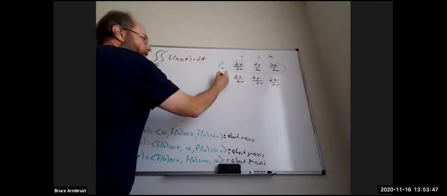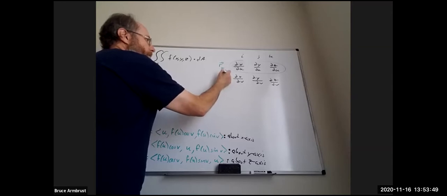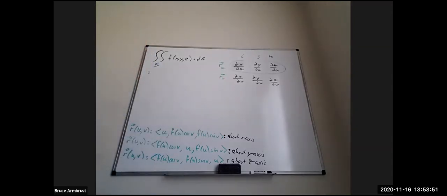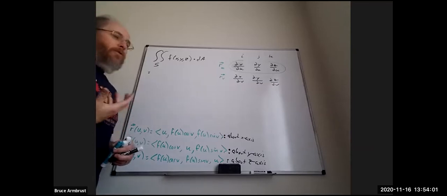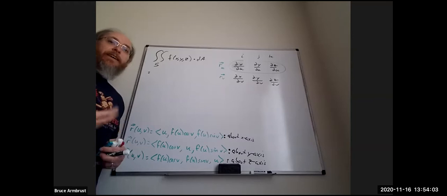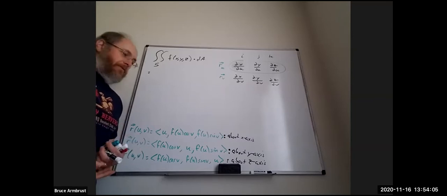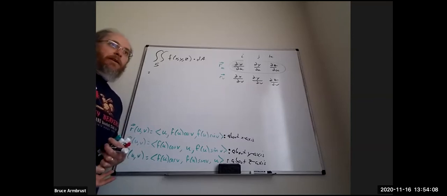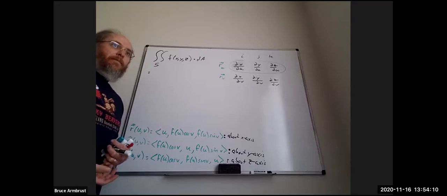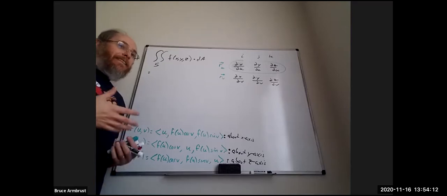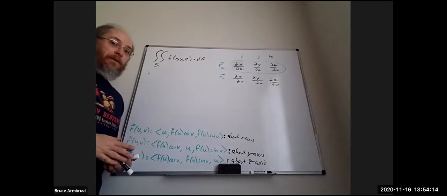The other row is rv. So what we're really doing is we're crossing RU and RV. We're crossing the two partials. Okay, now that doesn't actually give us our Jacobian though.